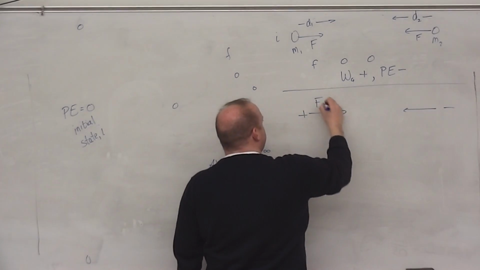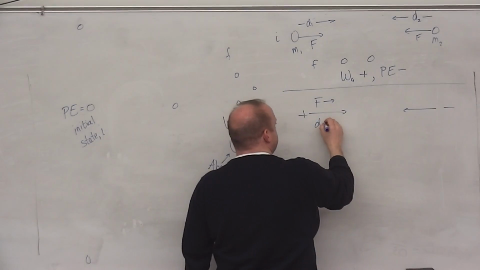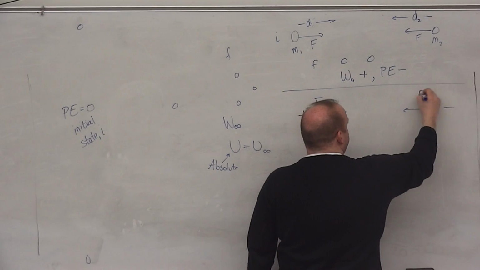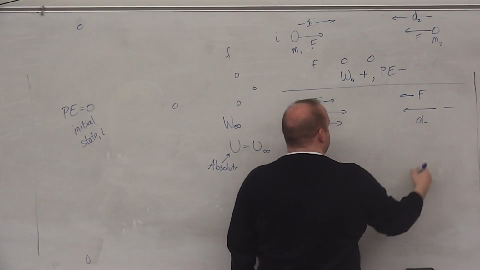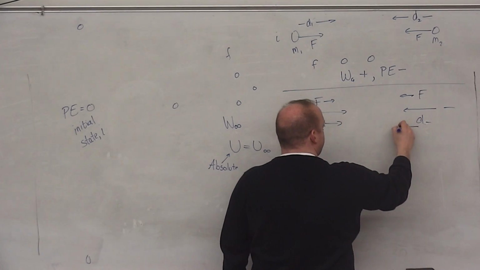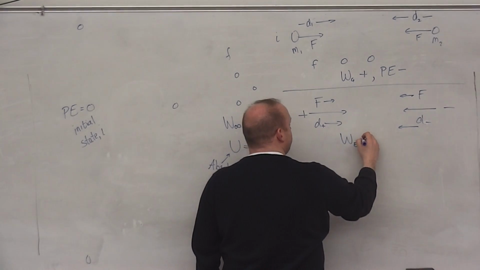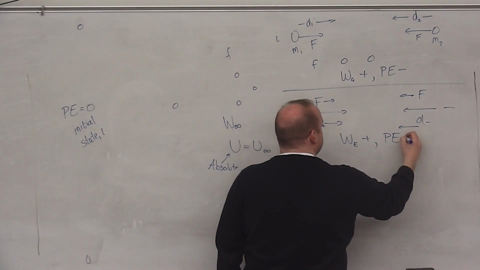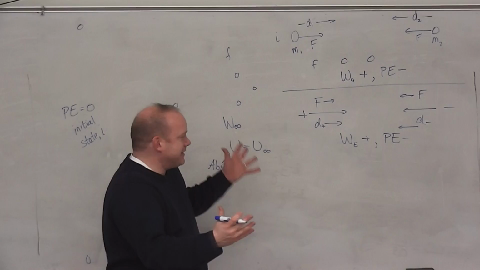So now I've got the force of the electric field going in. I've got the direction of motion, D, going like that. Call this D positive. Force is going to be the same, going in. The D negative is also going to be going in that direction. So again, the work done by the electric field is positive, and we have, therefore, a decrease in potential energy. The potential energy decreases as they get closer together.